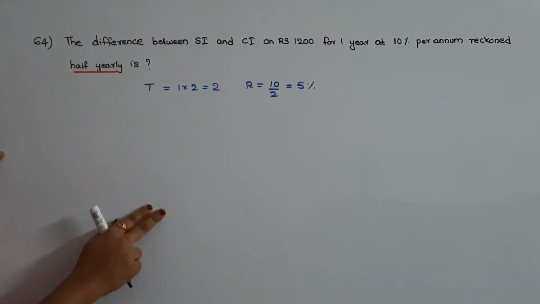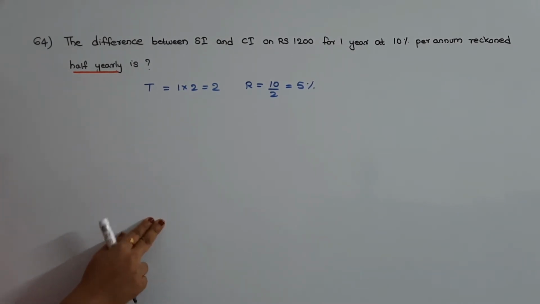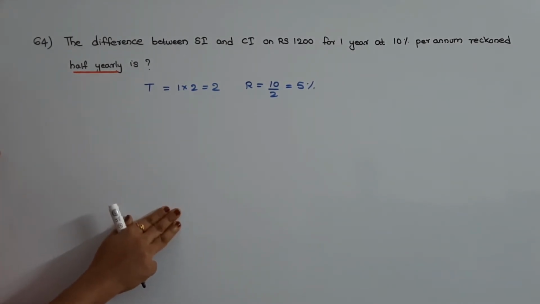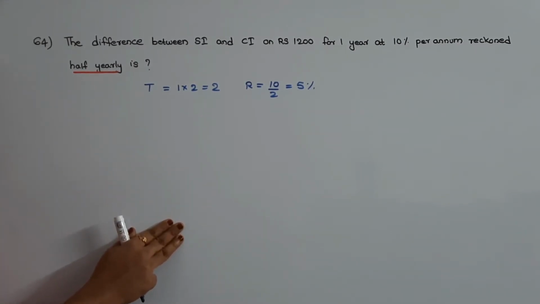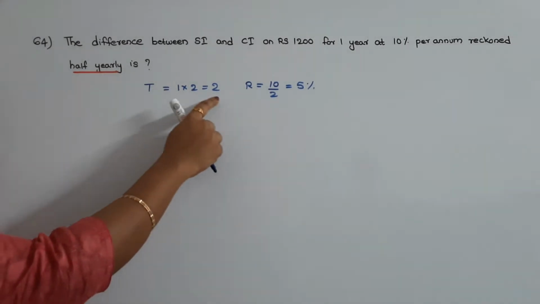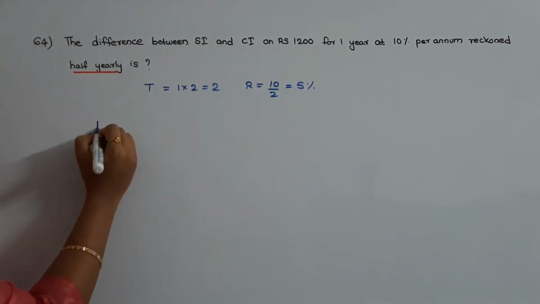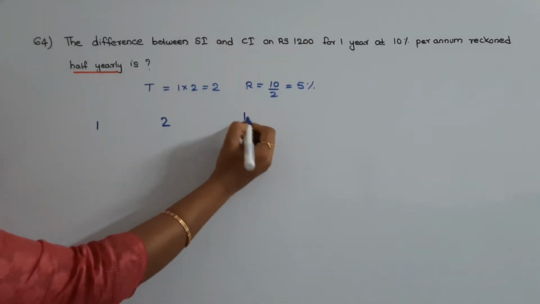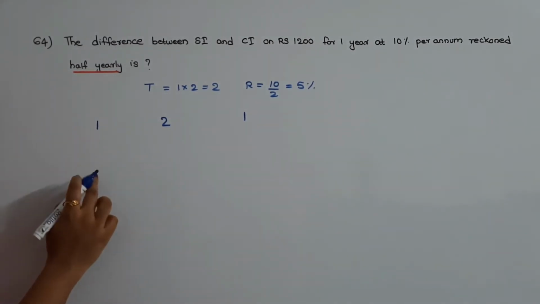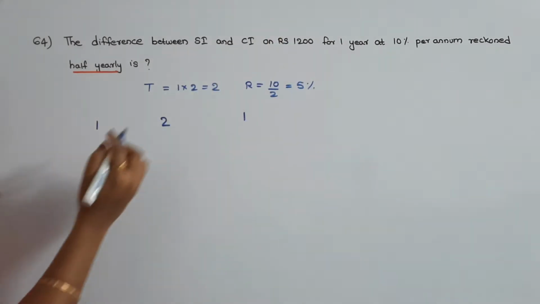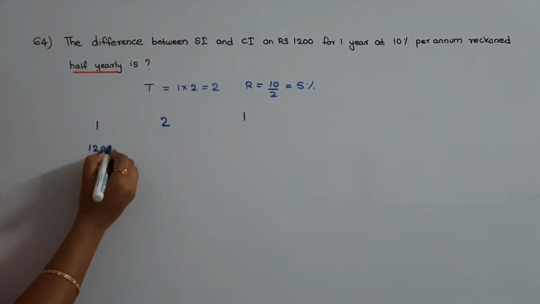We are doing this by Pascal's triangle method. If anyone is having any doubt regarding Pascal's triangle method, you can go to the first part of simple interest and compound interest. There I have explained everything very clearly. So since the time period is 2 years, write 1, 2, 1. Then below this one, you need to write down the principal. The principal value is 1200.